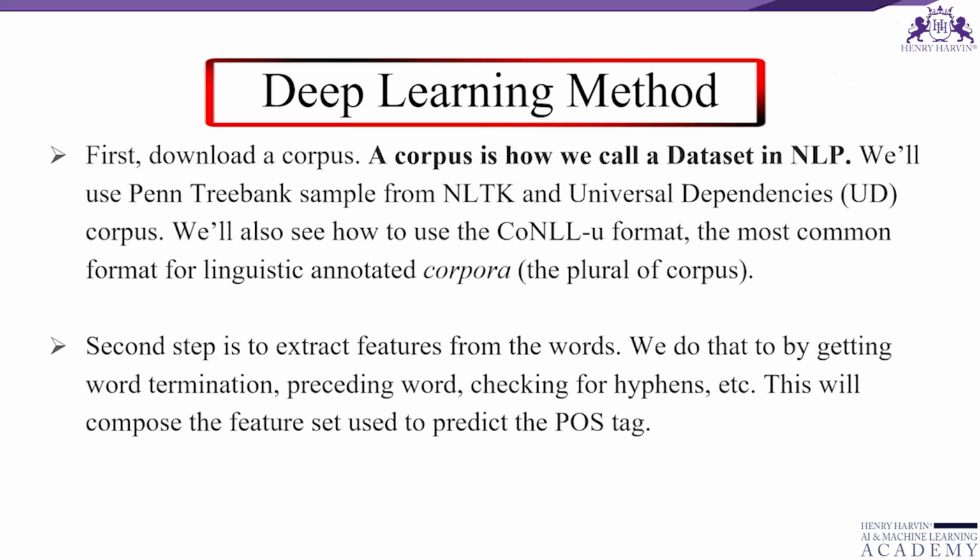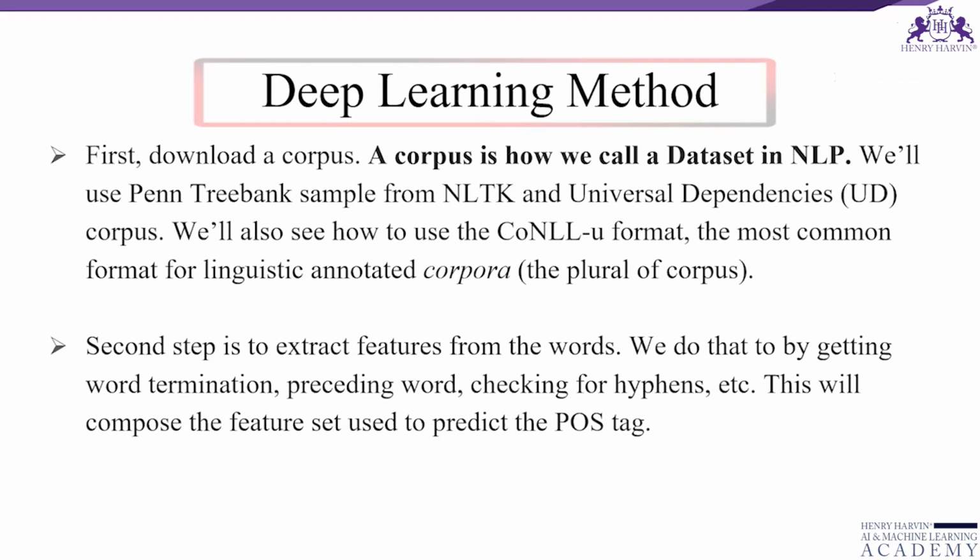So for doing that, how can these steps be done? First, download a corpus. A corpus is what we call a data set in NLP. We may use the Penn Treebank sample from NLTK and the Universal Dependencies corpus. The second step is to extract the features from the words. We do that by getting word termination, the preceding word, or checking for hyphens, etc. This will compose the feature set which is used to predict the POS tag.